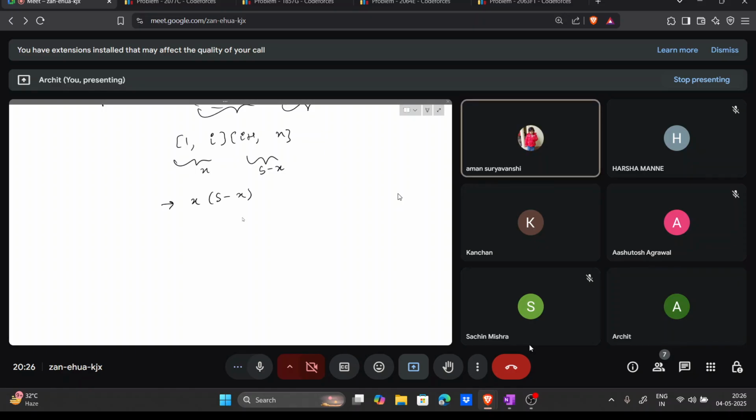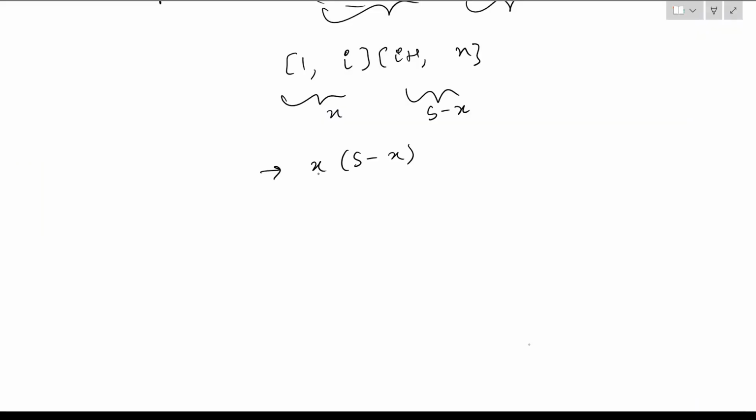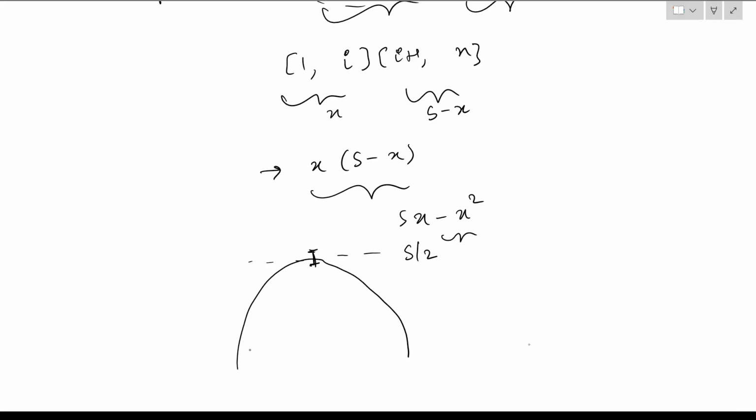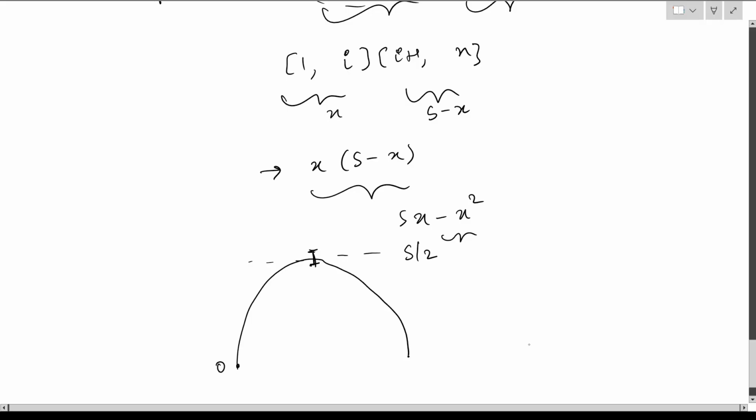S by 2. Exactly. This function is a quadratic in x, and because it is of the form sx minus x squared, it has a negative leading coefficient for x squared, and therefore it's a parabola that faces downward, and thus it is maximized at the midpoint, which happens to be at roughly s by 2 because this is 0 and this is s.